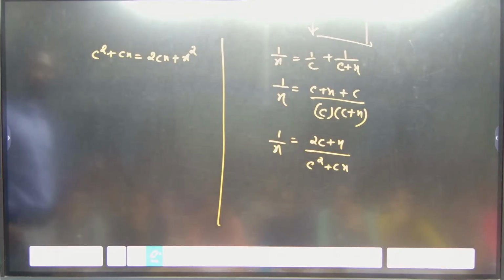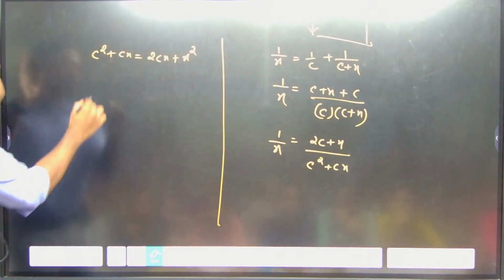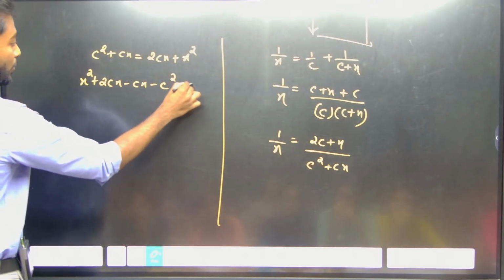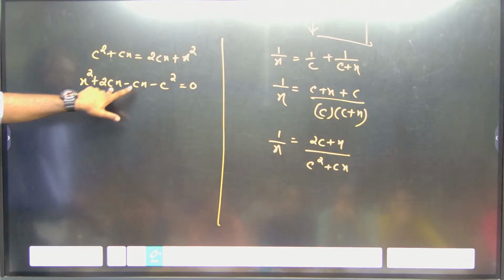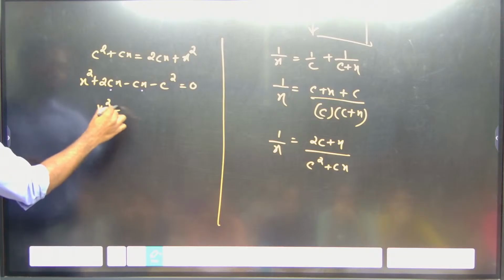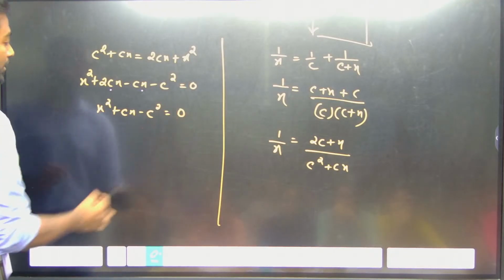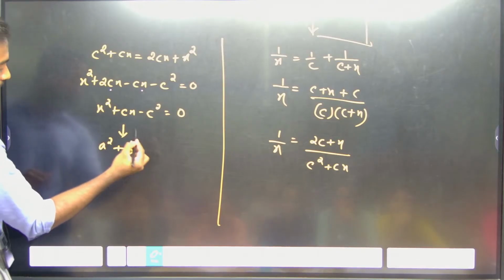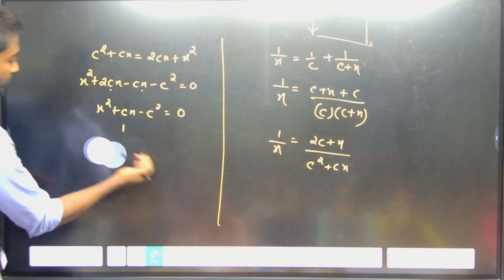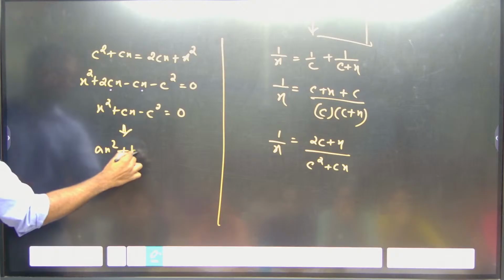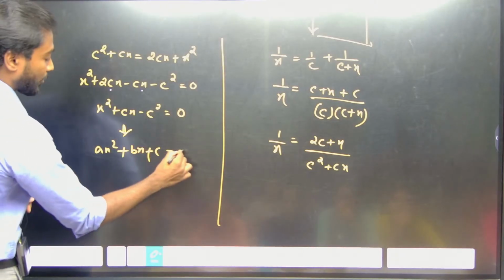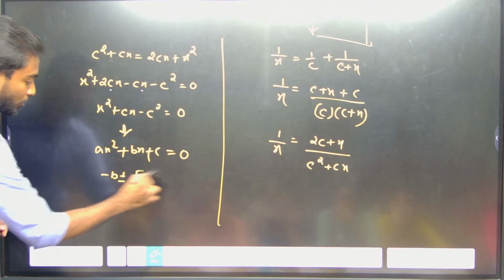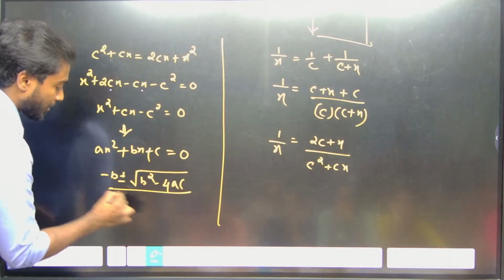So keep the x square in one side, take the remaining term to the other side. So which is nothing but x square plus 2cx minus cx minus c square equals to 0. So 2cx and minus 1cx will become plus cx, minus c square will be equals to 0. Is this looking like a x square plus bx plus c? No. Ax square plus bx plus c equals to 0. Correct, no? So can I say like minus b plus or minus root over b square minus 4ac by 2a?